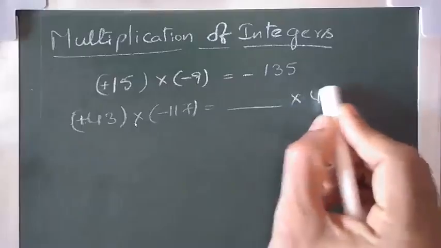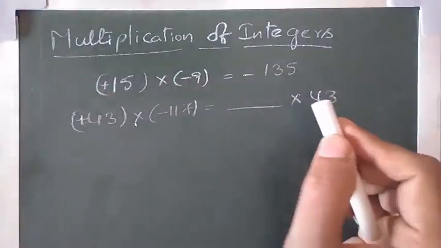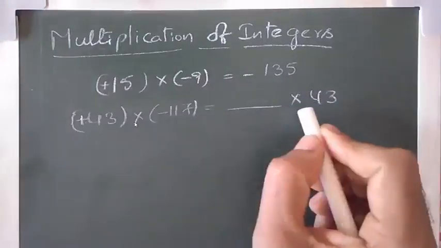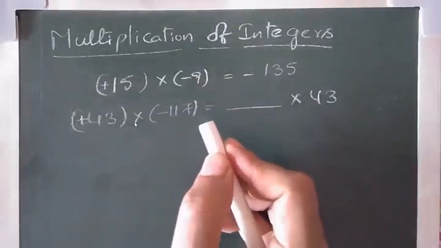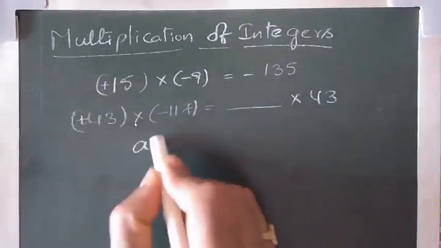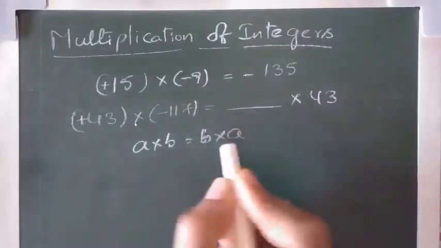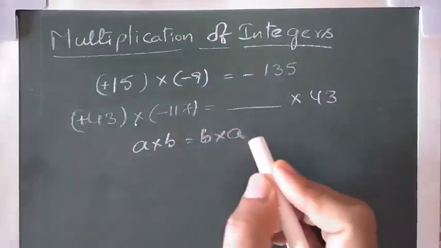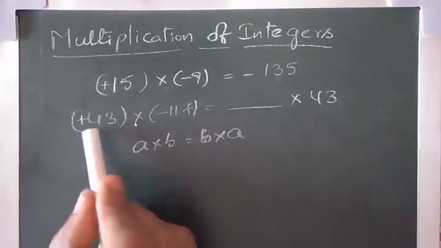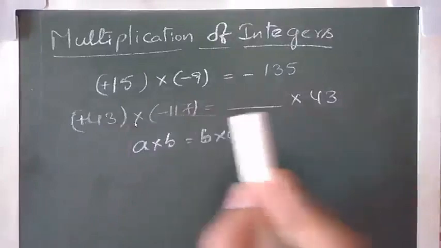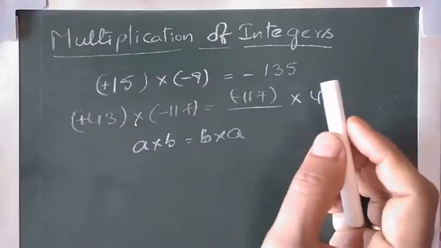into 43. Here, without doing any multiplication, you can write this by using the properties of multiplication. Which property can you use here? The commutative property, which is a into b is equal to b into a. You know that in the multiplication of integers, we can change the order of the numbers. So you can write plus 43 into minus 117 as minus 117 into plus 43. So this is the answer for this.